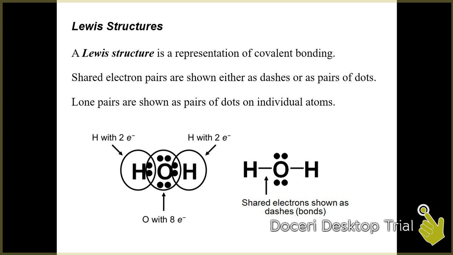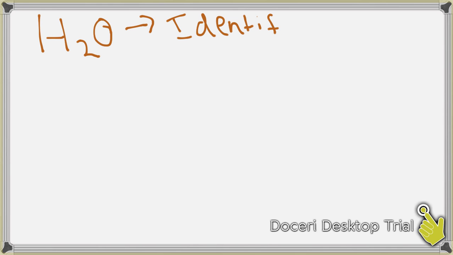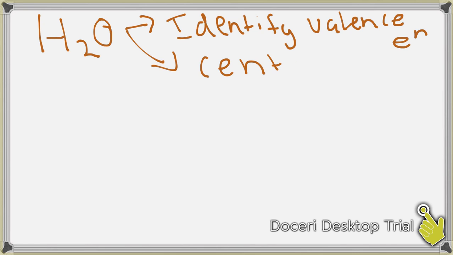Oxygen has 6 valence electrons. Hydrogen has 1 valence electron. How do you draw a Lewis structure? We are drawing the Lewis structure for water. The very first thing is you need to identify the valence electrons, then you need to identify the center atom.